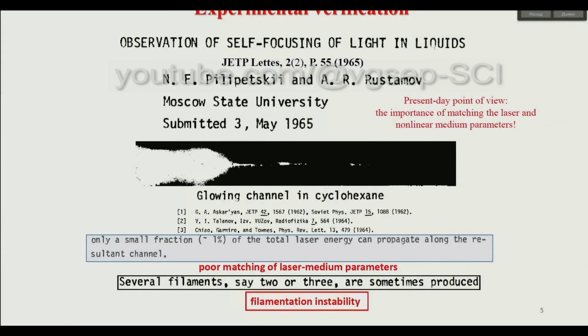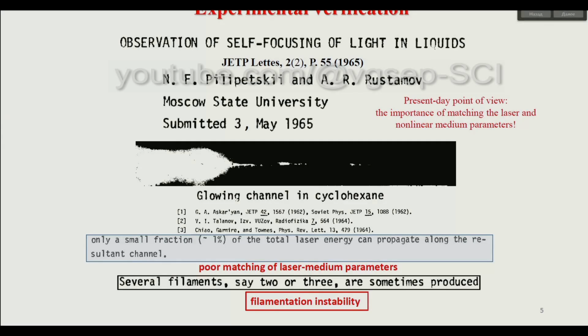So the main obstacles that you can meet on the way to the self-trapping regime were observed even in the initial works with weak relativity. For example, in the experiment by Pilipetsky and Rustamov, they observed the self-trapping regime, but in the central part of the beam, only 1% of the beam power was captured. Only 1%. And what is more, that means poor matching of laser beam and plasma parameters.